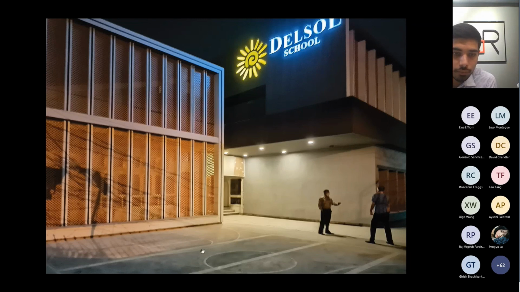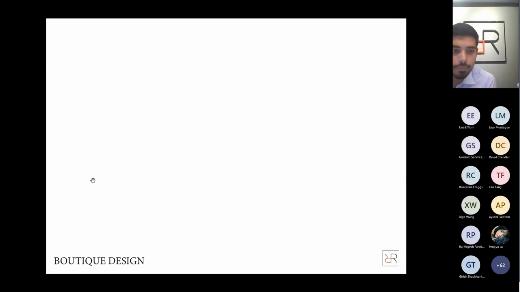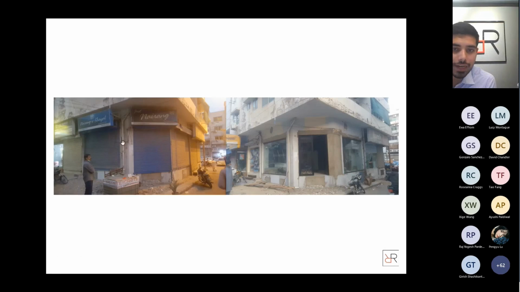So now we have a small boutique design. Again, this was more of an elevation job, where we had this particular shop that the client came up with, and they wanted to represent their image as more of a traditional image, and they basically do bridal clothing. So this was our proposal for this particular shop.